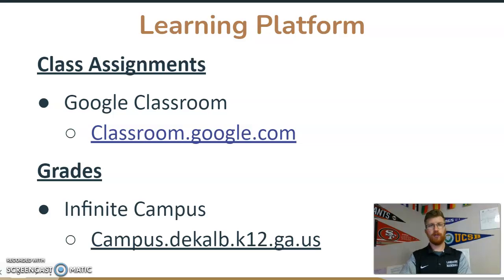So, in U.S. history this year, there's a couple learning platforms that you'll need to know. The first is Google Classroom. If we have any sort of online assignment, it'll be through Google Classroom, and you can simply go to classroom.google.com. All students have been given a code and have joined my Google Classroom. And if you want to be added to that as well, your student can show you how to add you as a guardian in Google Classroom.